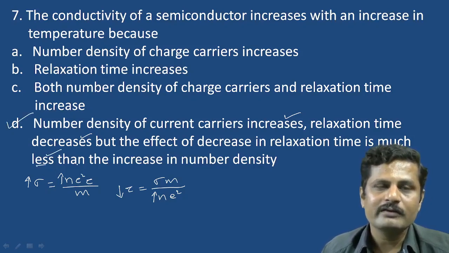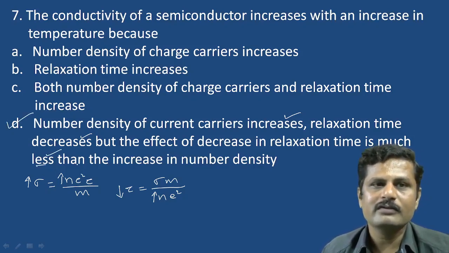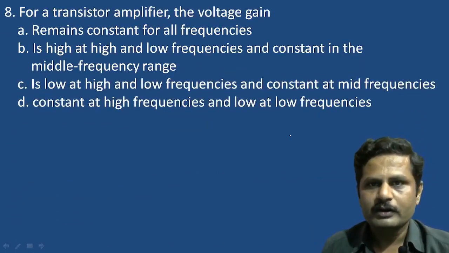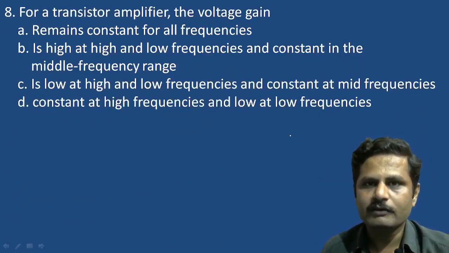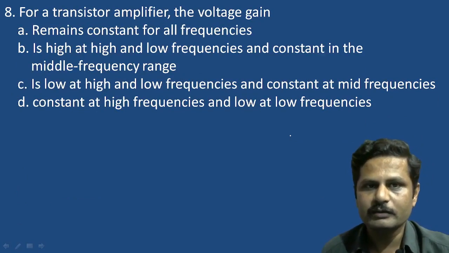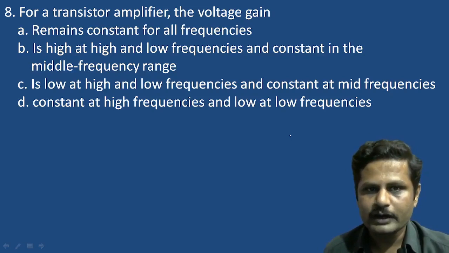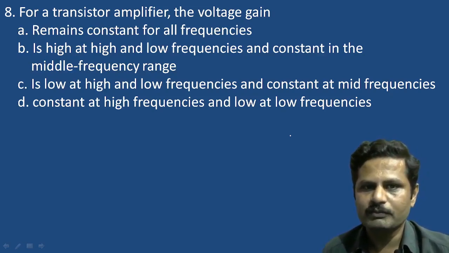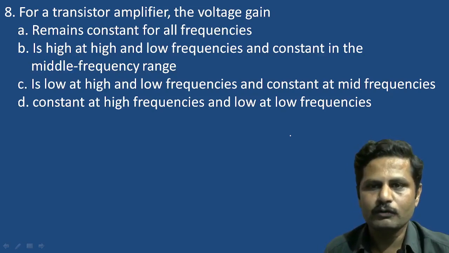Okay, let's have a look at the next question. For a transistor amplifier, the voltage gain: remains constant for all frequencies; is high at high and low frequencies and constant in the middle frequency range; is low at high and low frequencies and constant at mid frequencies; or is constant at high frequencies and low at low frequencies.